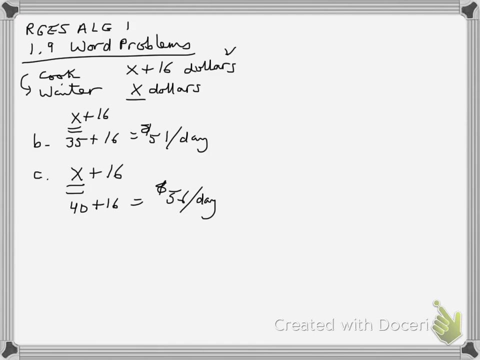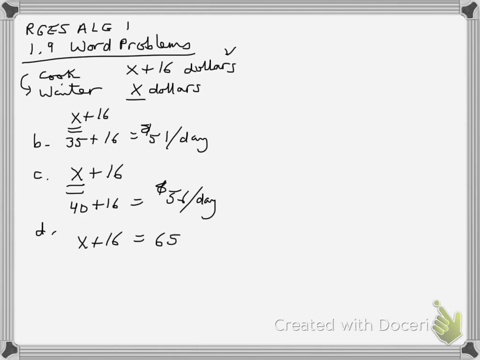And finally for D, if a cook makes $65 per day, how much does the waiter make? Now that's a little bit different thinking. I hope you caught that. Now I'm telling you how much the cook makes. So, what does the cook make? The cook makes X plus 16, right? That's my expression for how much a cook makes. I know that the total now is 65.